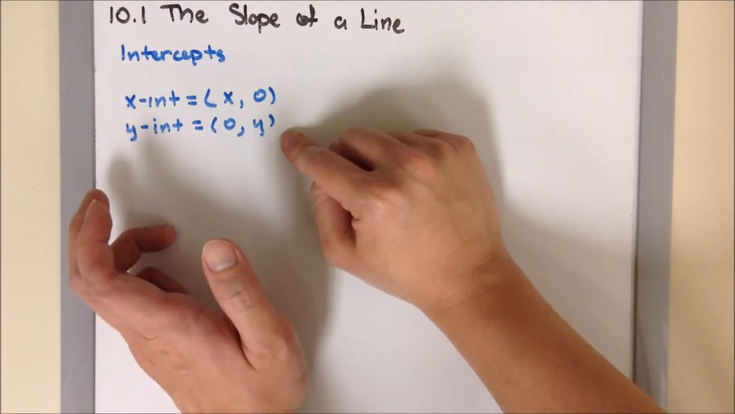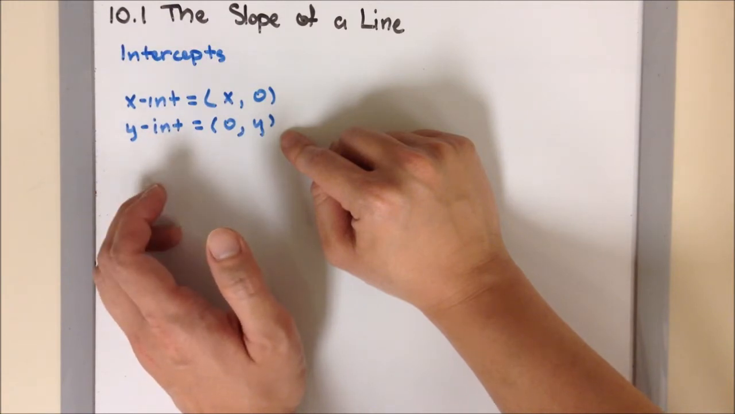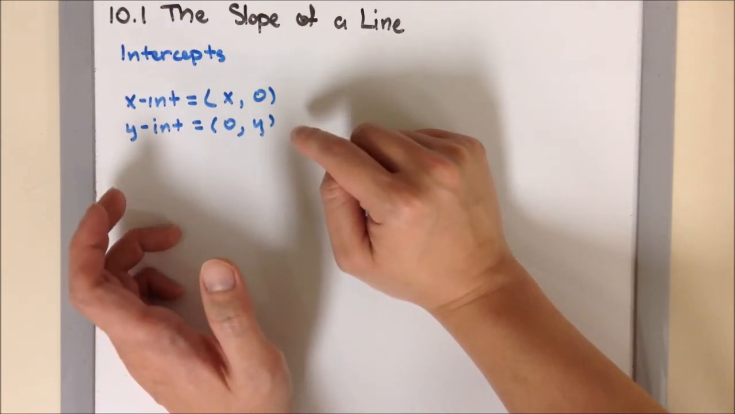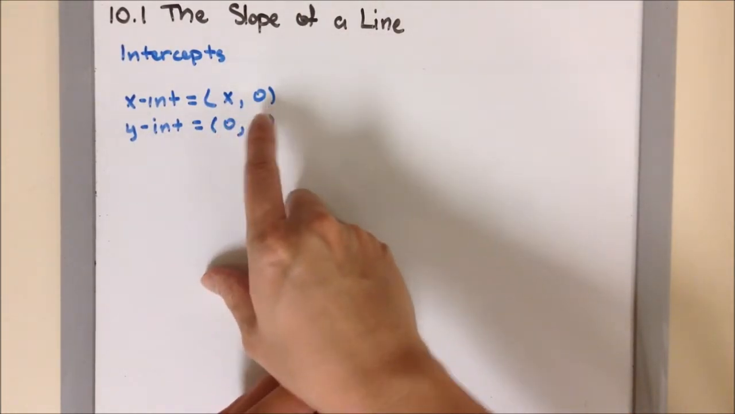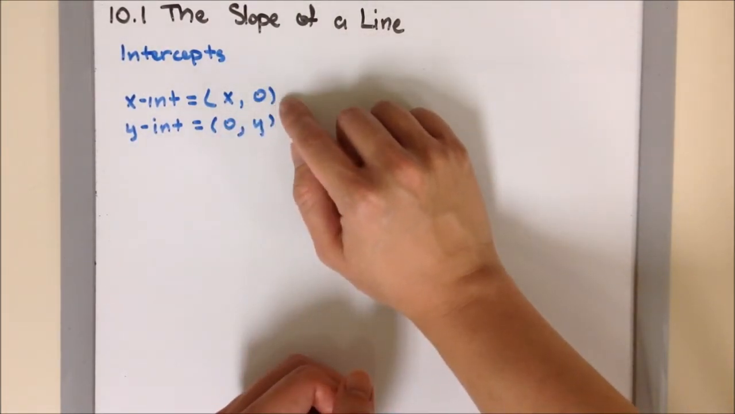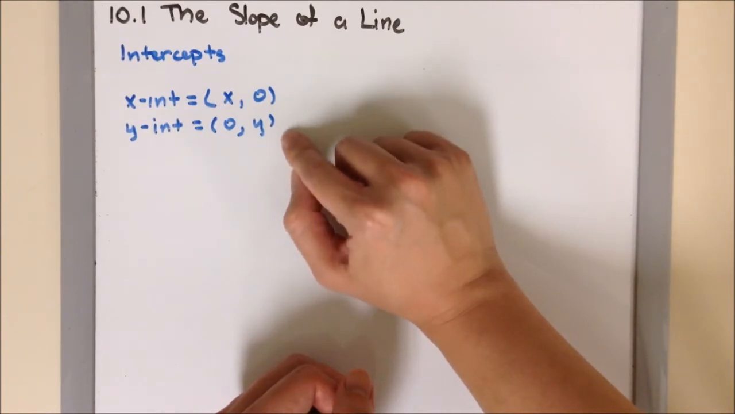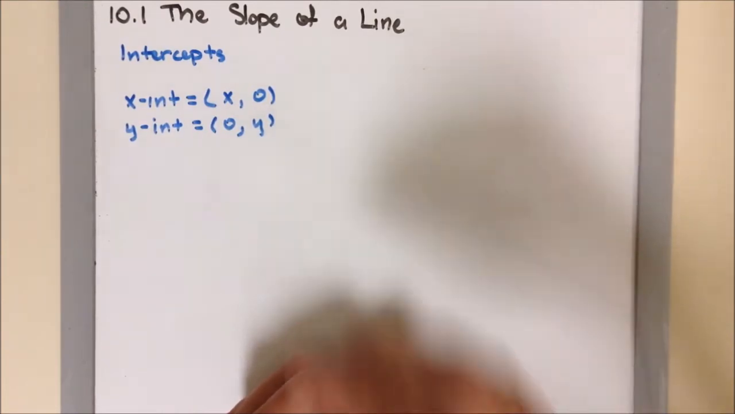Now, besides from the graph, if you're finding the intercept from a function, that's the next part we're going to do. We'll find it using the information that for the x-intercept, y is always 0, and for the y-intercept, x is always 0.